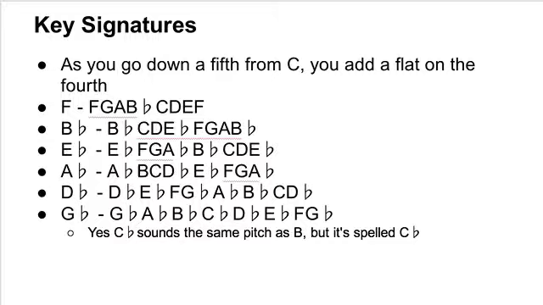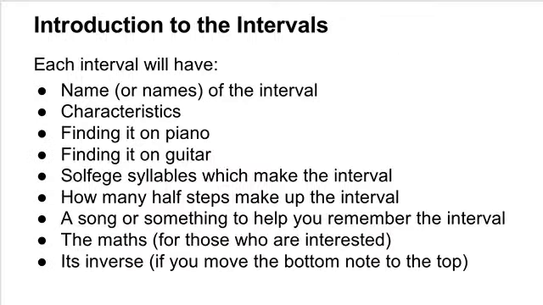As you go down a fifth from C, you add a flat to the key on the fourth of the scale. So a fifth down from C is F. The fourth up from F is B flat. A fifth down from B flat is E flat, and the fourth of that is A flat. And we won't talk much about flats because most people viewing this are going to be guitarists, and so they end up dealing more with sharps than with flats.